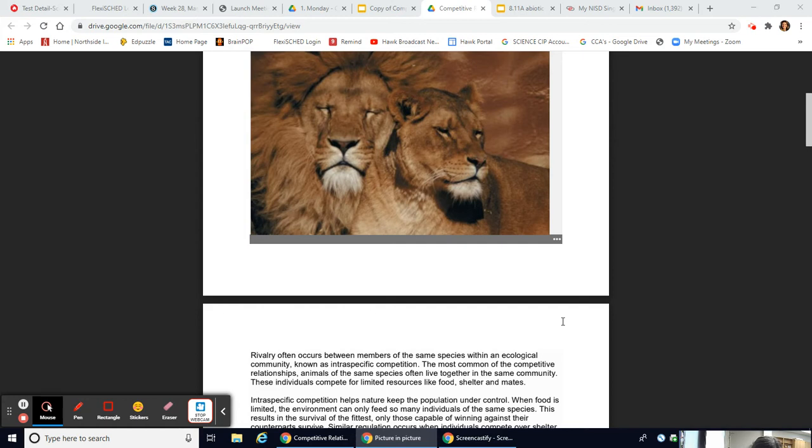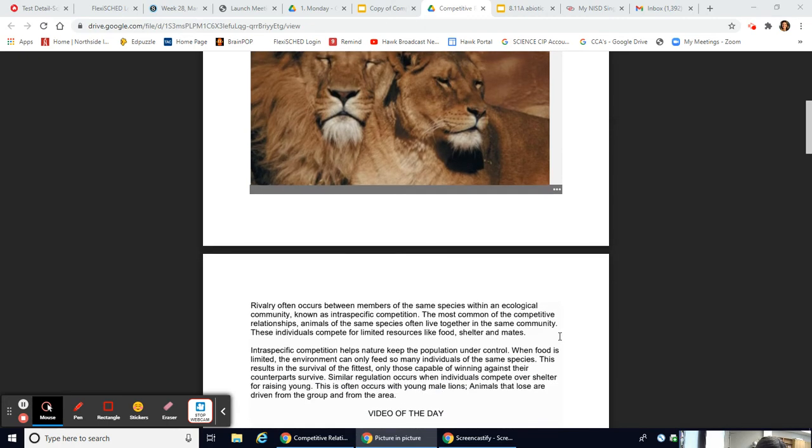These individuals compete for limited resources like food, shelter, mates. Intraspecific competition helps nature keep the population under control. When food is limited, the environment can only feed so many individuals of the same species. This results in the survival of the fittest. Only those capable of winning against their counterparts survive.